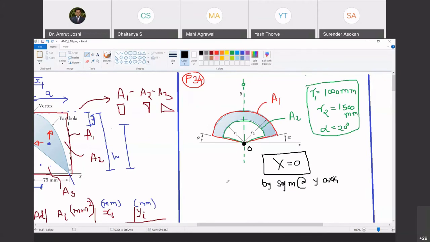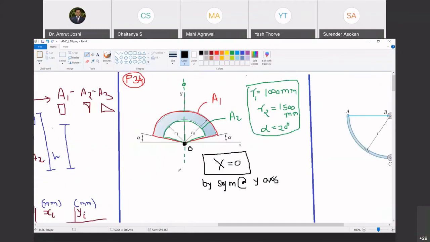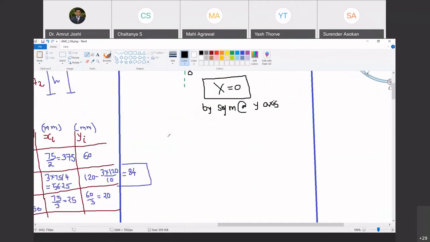What do we do next? You have to make a table, but the table becomes simplified now because I want to only locate y bar. Do you agree with me? Yes, sir. So area designation, then you are going to have Ai, then you are going to have yi, that's all. And then you are going to have Ai yi.